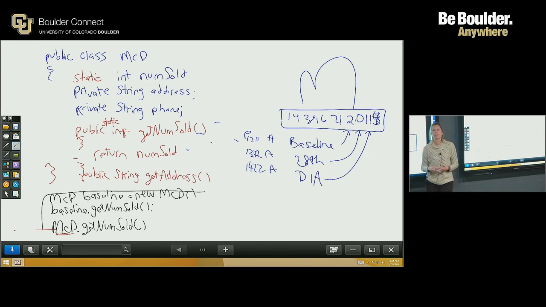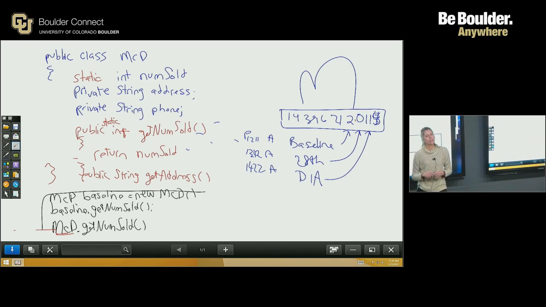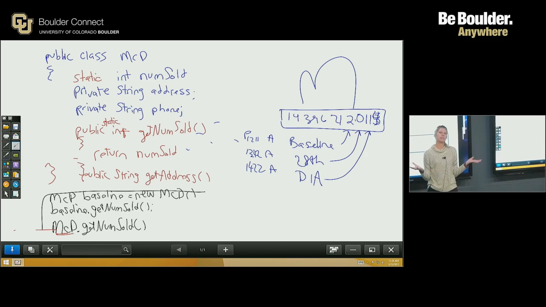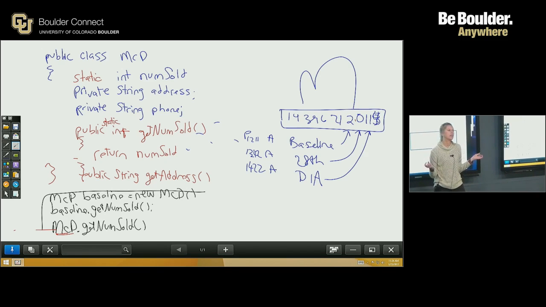Does that mean static methods can only work on static variables? So yes, static methods can only work on static variables. Because otherwise, what instance would it refer to? You don't know.